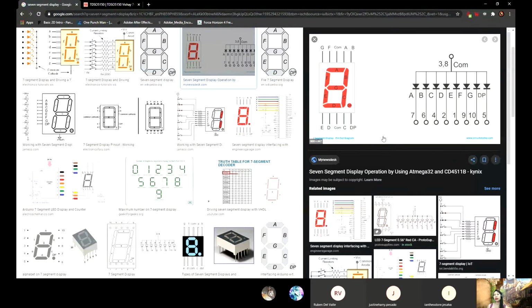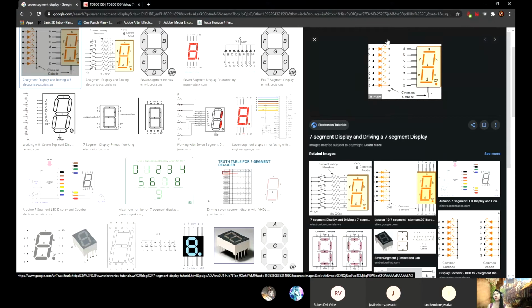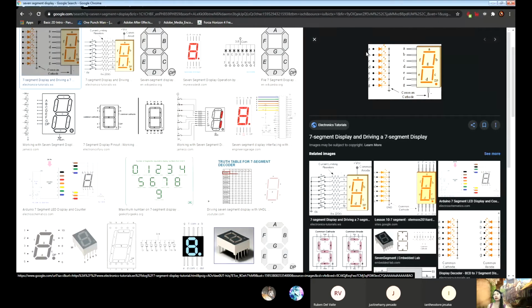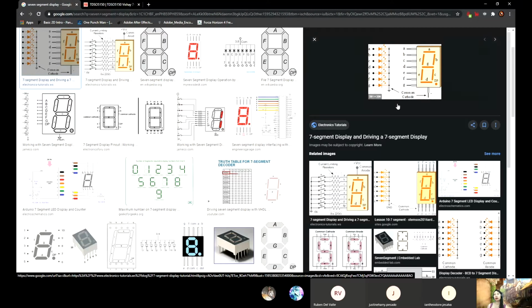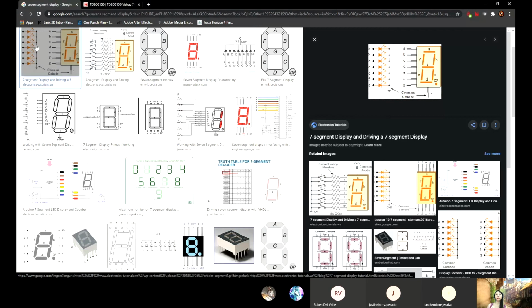But then it really depends. Sometimes this is not available, so you have no choice but to buy this common anode. This is common cathode, so you have negative all tied up. To turn on each LED, you have to supply positive voltage for A to G, also the decimal point. Sometimes when you go to the electronic shop you want to buy the common anode, but it's not available, so you have no choice but to buy this common cathode. It's okay. It's a matter of preference actually.